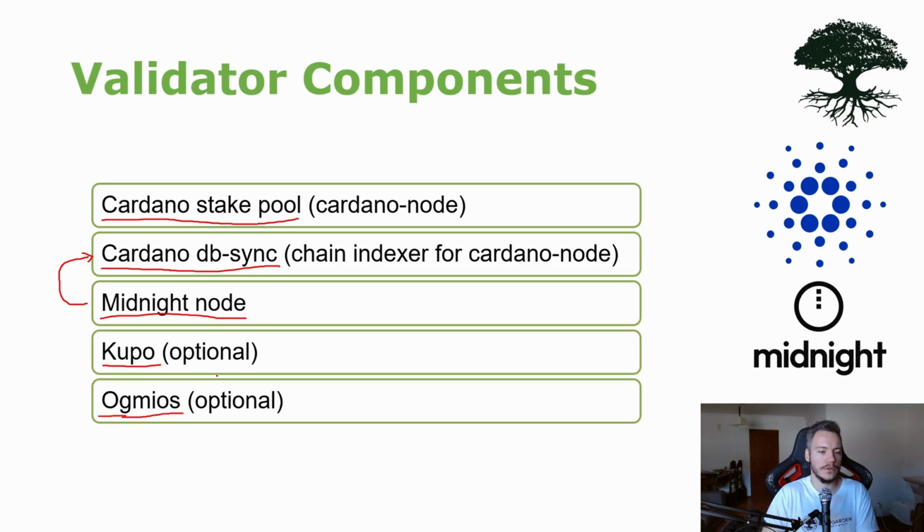Why are they optional? Because they are required for the setup, but they are only required for the registration part. So once you register as a validator, you don't need Kupo and Ogmios anymore. The node just needs the DB Sync database. You can say they are required, but actually they're optional because there are public endpoints for Kupo and Ogmios, so you can just use those in the registration and you don't even need to set them up. But we will set them up in our setup in this video.